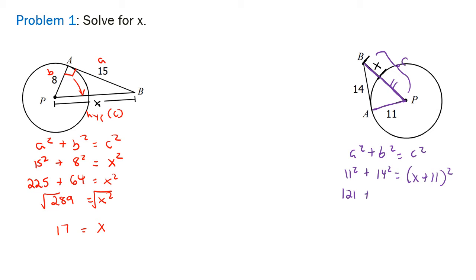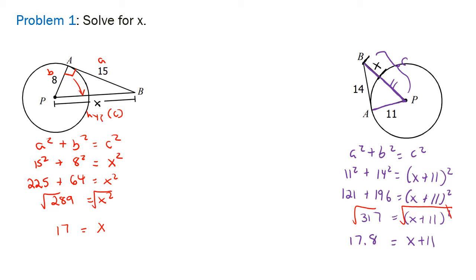So 11 squared is 121. 14 squared is 196. Then we have our x plus 11 squared. We're going to add the 121 and the 196. We're going to get 317 equals x plus 11 squared. We're going to square root both sides, so the square and the square root cancel out, leaving x plus 11. And the square root of 317 is 17.8. Then we minus the 11 over. And so 17.8 minus 11 is 6.8. So we learned that this little section up here is actually 6.8.